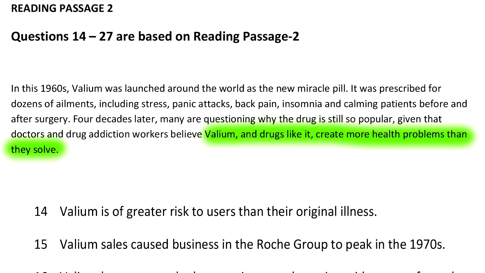So let's look at the keywords in the 14th question. It is given that Valium is of greater risk, that is a keyword, greater risk to users than their original illness. And the information given here, Valium and drugs like it create more health problems than they solve. So more health problems is the keyword in the passage. Here it is greater risk to users. So it is matching with the information given in the passage. So the answer is yes. Let's read the second paragraph.